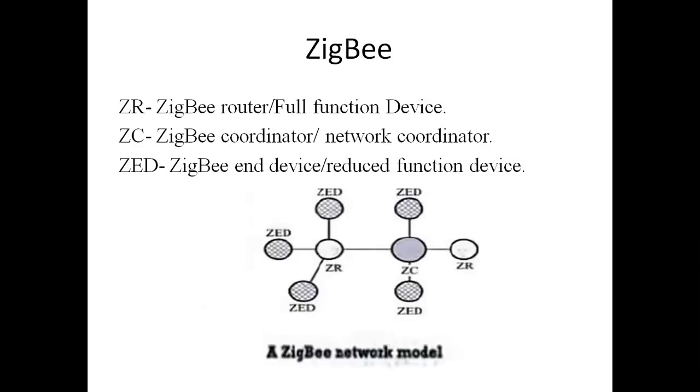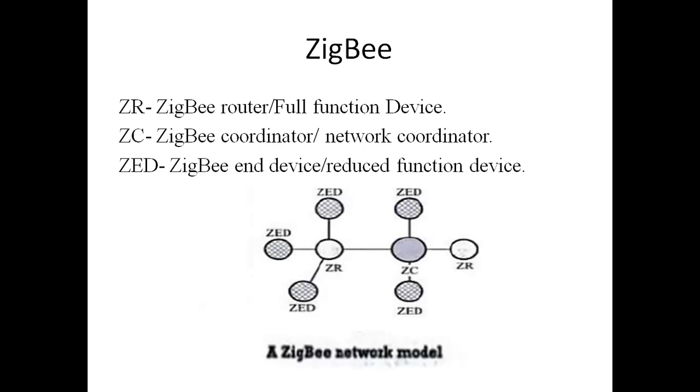So next is ZigBee. What do we mean by ZigBee? ZigBee is low power and low cost, like infrared and Bluetooth. ZigBee is targeted for low power, low data rate and secure applications for WPAN, that is wireless personal area networking. ZigBee supports operating devices of up to 100 meters and a data rate of 20 to 250 kbps.